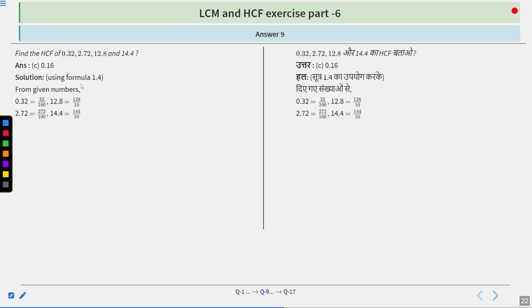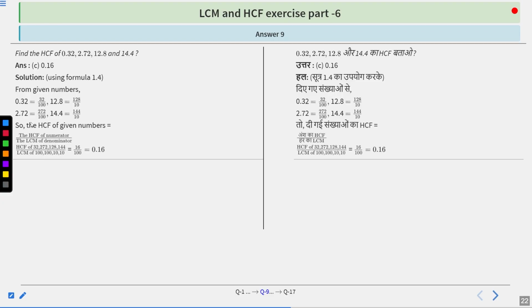Now, using formula 1.4, we know that HCF of fractions is equal to HCF of numerator upon LCM of denominator. But here the numbers were 0.32, 12.8, 2.72 and 14.4. So these numbers which are in decimal can be written as 32 upon 100, 128 upon 10, 272 upon 100 and 144 upon 10 in fraction.